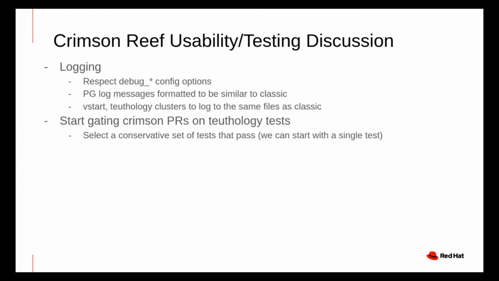The other piece is that now that we're going to have a release where Crimson kind of works, we're going to want to make sure that it continues working, which means I think we need to select a Teuthology test to start with. That is our gating test for all PRs. So that from now on, when we merge any PR into Crimson, we run this Teuthology suite consisting of, at first, a single test, and start expanding that test suite as we get better reliability.